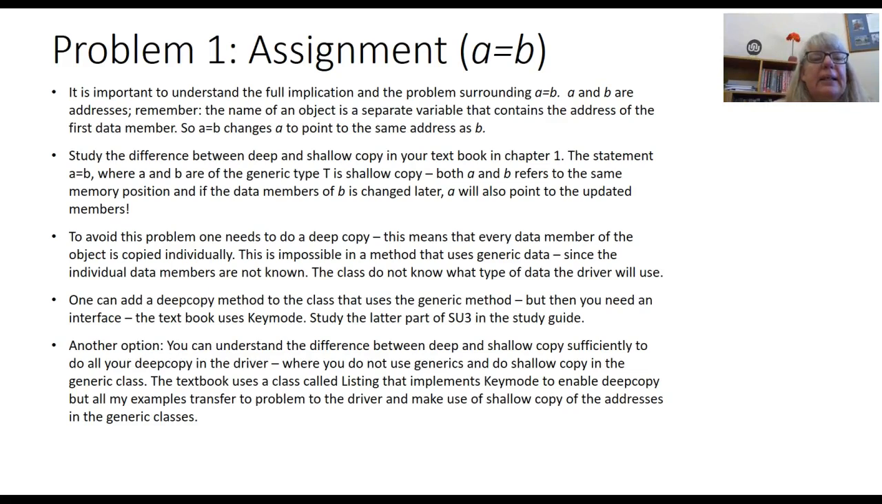As I said, if I say A equals B, it changes A to point to the same address as B. So I've done bullet 2 for you. I explained the difference between deep and shallow copy. So one has to do a deep copy. But you cannot add a deep copy to a method in an object in a generic class.